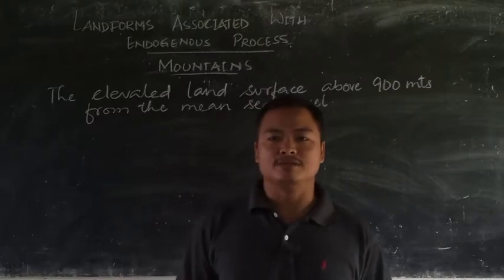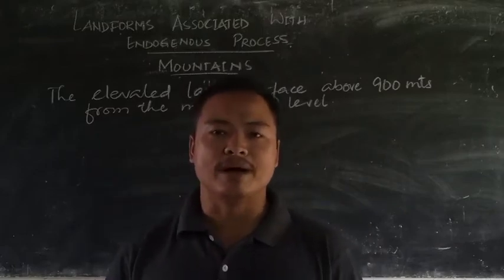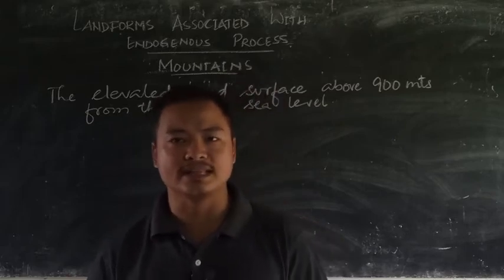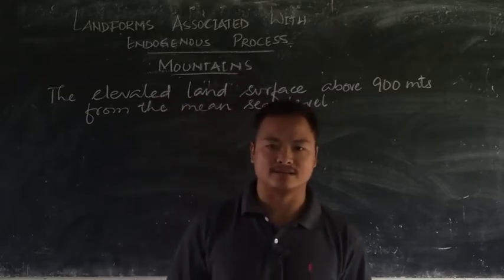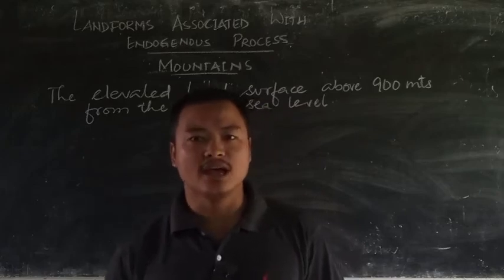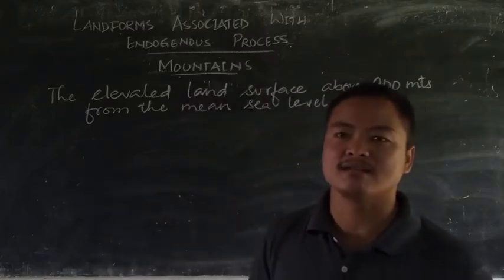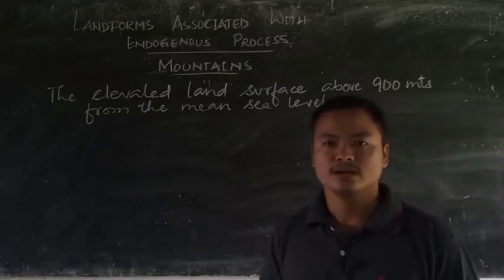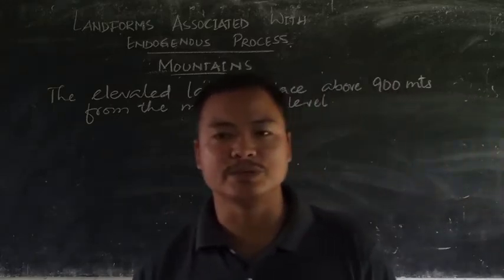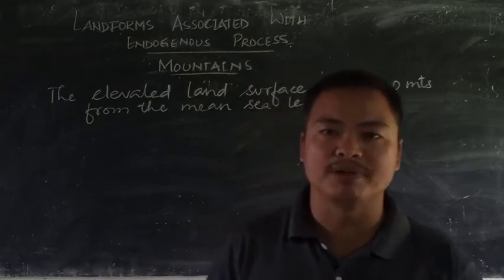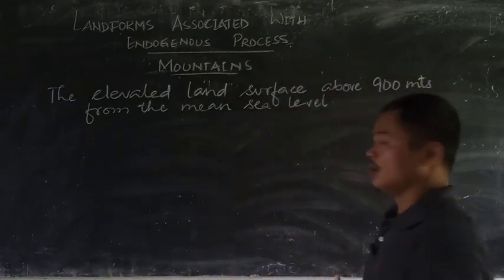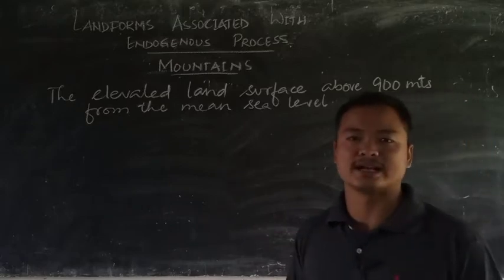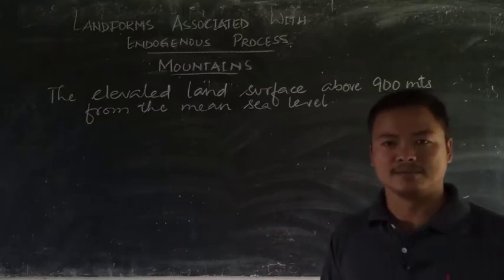When we define mountains, or express them in words, we say these are elevated land masses or land surface above the height of 900 meters above the mean sea level. If we find such landforms which are higher elevated or an uplifted part, we call them mountains, and they comprise only 26% of the continental landmass.